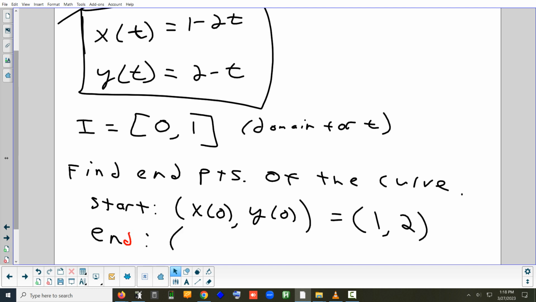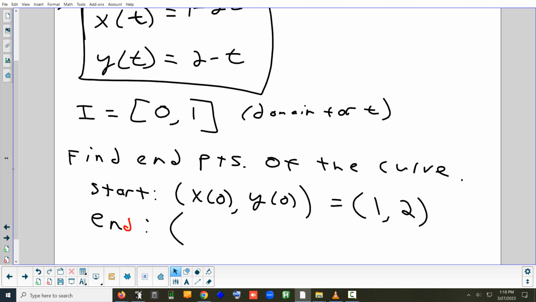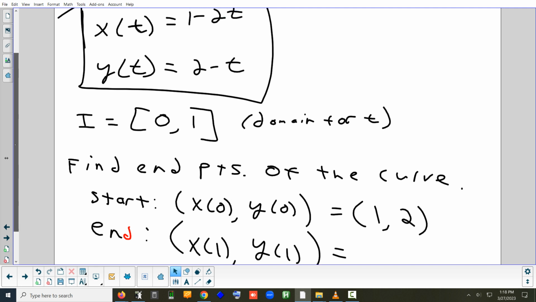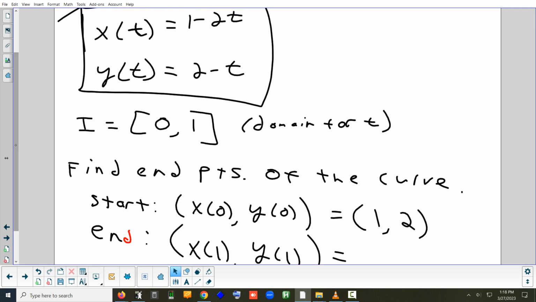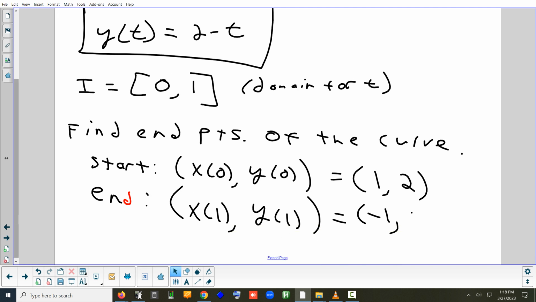And it's going to end. Well, what number are we going to fill in for t to see where it ends? 1. We're going to plug 1 into the x formula, and we're going to plug 1 into the y formula. What do you get if you plug in 1 for t in the x formula? Negative 1. And what if you plug in 1 for t in the y formula? 1. Because that's my maximum for my parameter. You always plug in whatever number they give you right there.